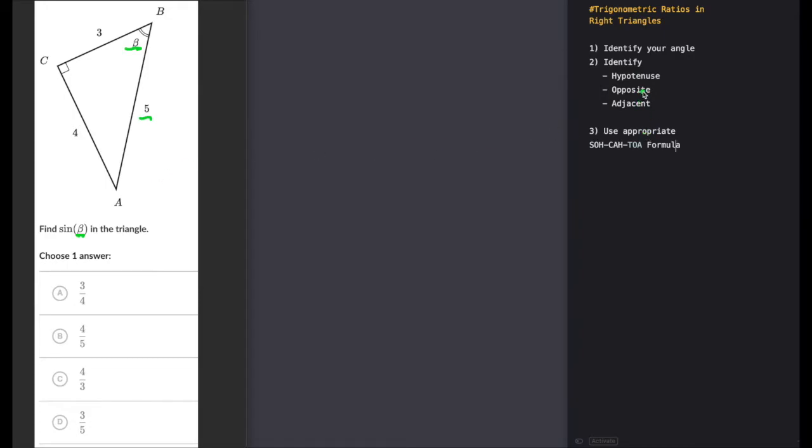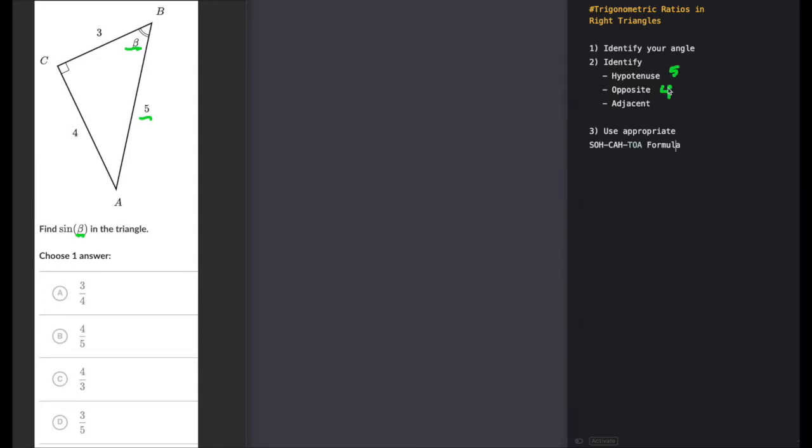Next, I have to consider the opposite. The opposite side is the side that is opposite of your angle. So if I'm starting at my angle, imagine my eyeballs are starting right where my angle is. What they're going to see opposite of them is this side over here. So we're going to say 4 is the opposite side. So our hypotenuse is 5, our opposite side is 4.